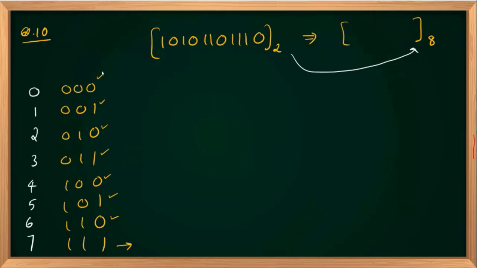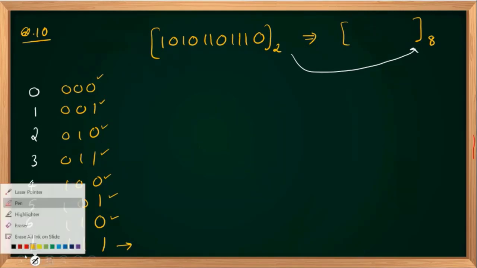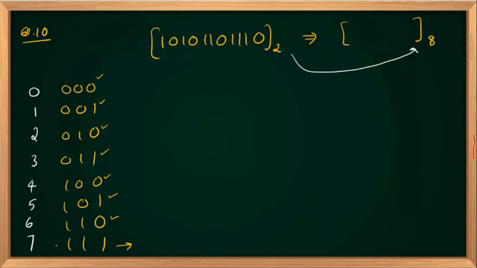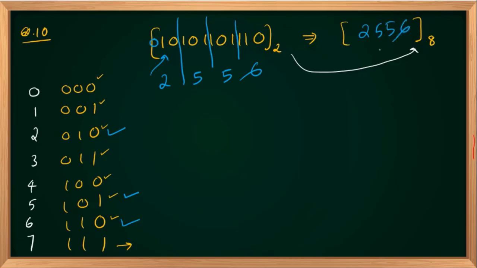So here you should branch 3 digits at a time. Okay, 3 digits, right? Very good. 3 digits, 3 digits, 3 digits. Here you can insert a 0. So this corresponding to 010 is 2, 101 is 5, here also 5, 110 is 6. So it is 2556. Very good, right?